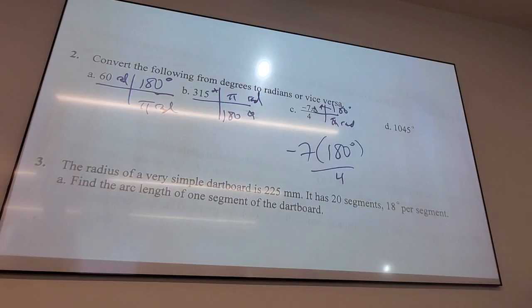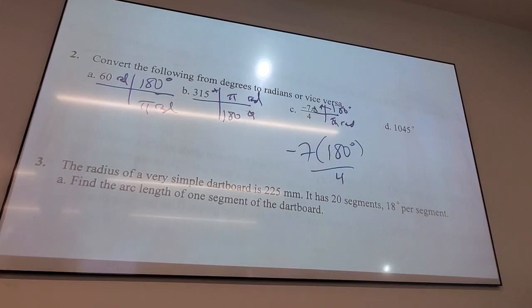Yes? So in 2a, do you divide 60 by 180? No. It's on the top, isn't it? 60 times 180, what am I dividing by? What's on the bottom? Pi. So I'm going to do 60 times 180 divided by pi. If it's on the top, I multiply. If it's on the bottom, I divide. Because that's what those mean, right?